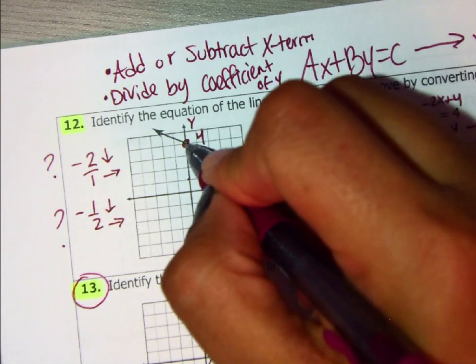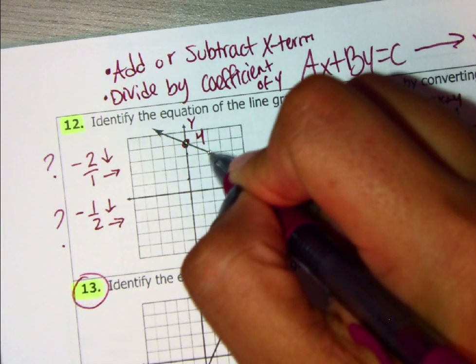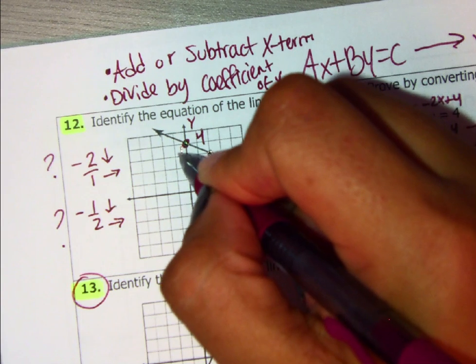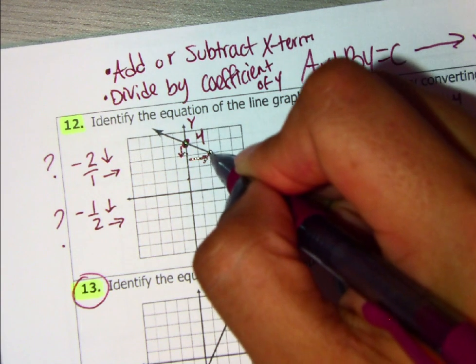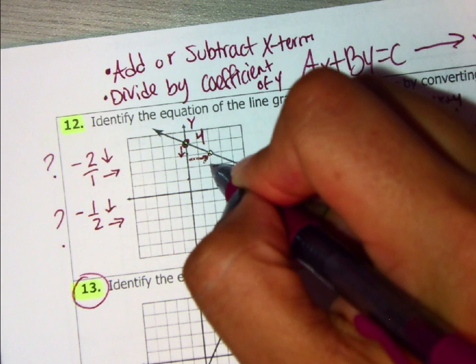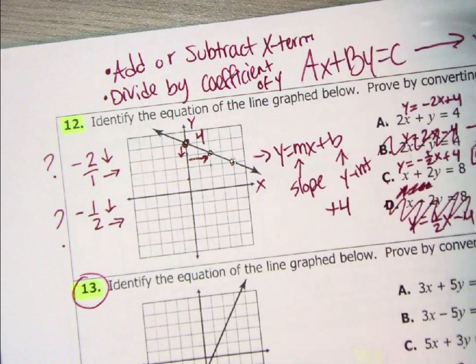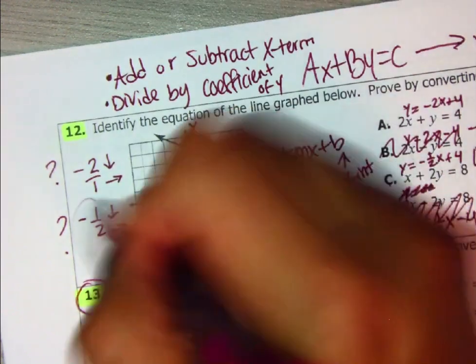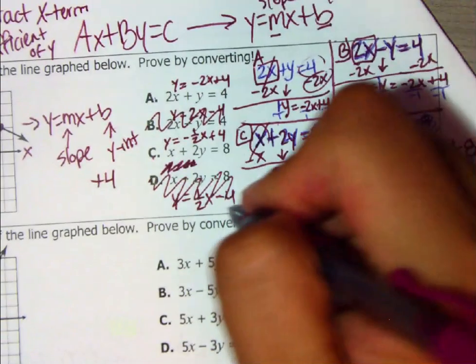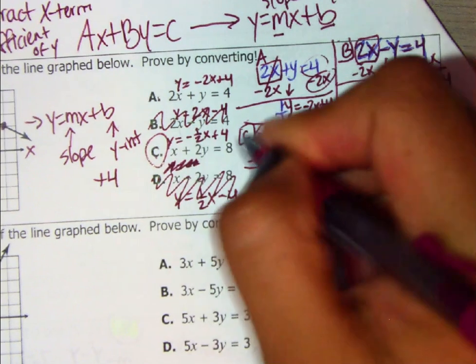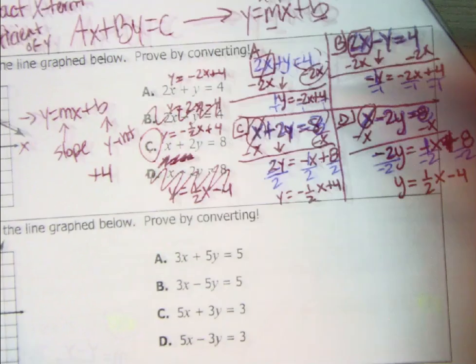From this point to another point on the line is down 1 and across 2. Check that it follows the pattern of down 1 and across 2. So it does. That means this is the slope that you have right now. And the answer would be C, because that's the one that has the negative 1/2.